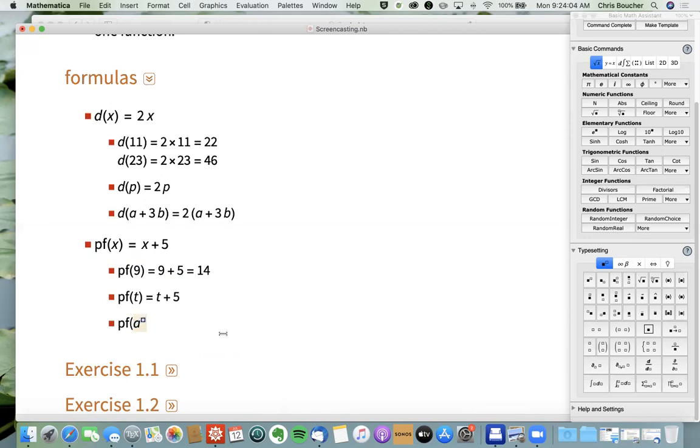+5 of a squared. Again, the function doesn't really care what you feed it. It's always going to produce the output of input + 5. So +5 of a squared is a squared + 5, whatever that is.